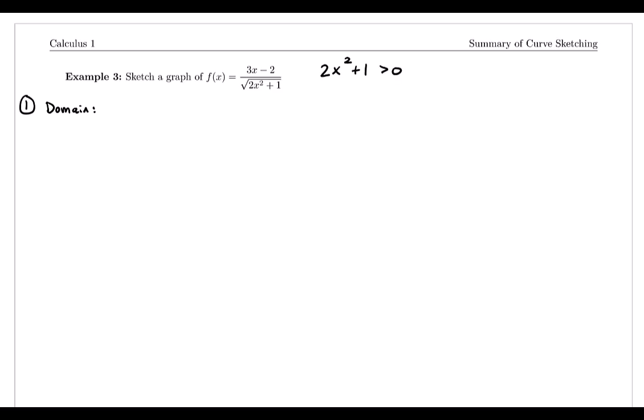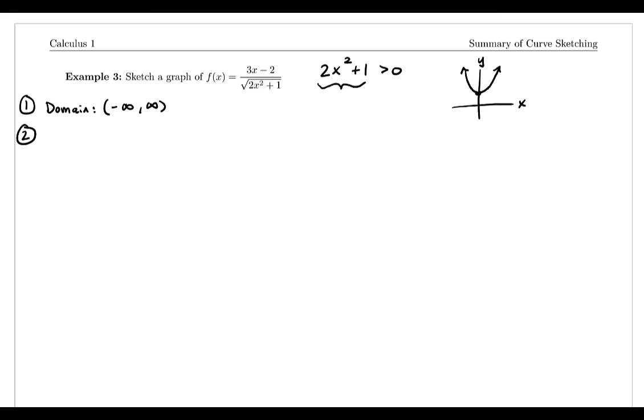greater than 0. Now, if you think about what kind of function this is, or think about the graph, here's the y-axis, here's the x-axis, and this is a parabola that has been shifted up 1 unit. It's an upward-facing parabola, and the vertex is at (0, 1). All of that is to say this thing is always greater than 0, so that's true for all values of x, which means that the domain for my function will be all real numbers.